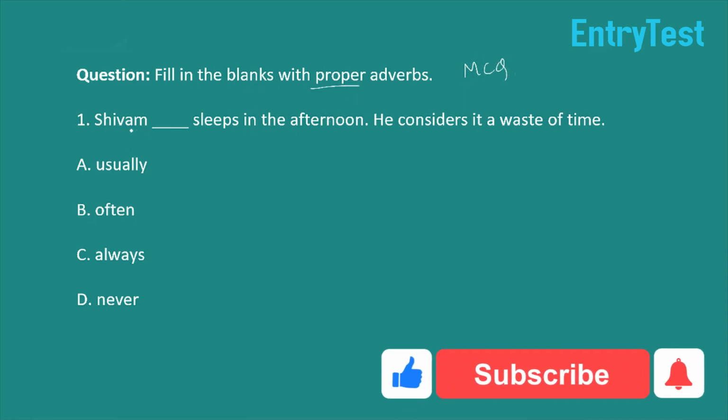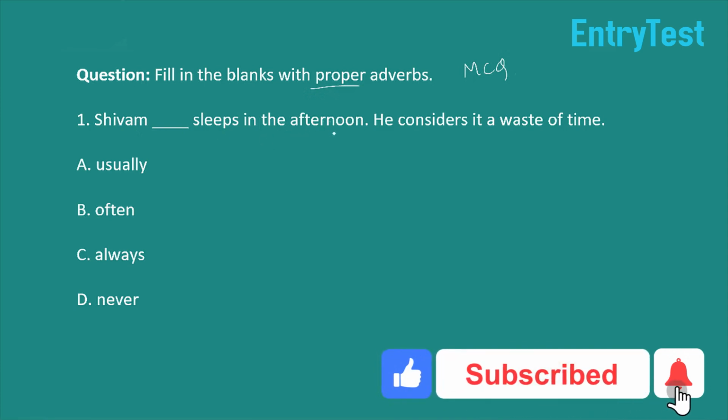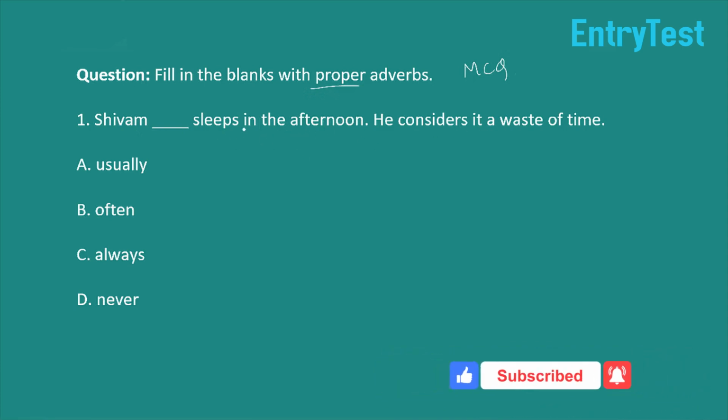So now we have a different type of pattern of question. We'll do MCQs now, and we need to fill the blanks with proper adverbs. Let's see. Shivam dash sleeps in the afternoon. He considers it a waste of time. So if he considers sleeping a waste of time, will he be sleeping? Then he should not be sleeping, right? So usually will be wrong, often will be wrong, always will be completely wrong. Shivam never, yes, this is the correct one. If he never sleeps in the afternoon, the probable reason will be that he considers it a waste of time. So D is my correct answer.